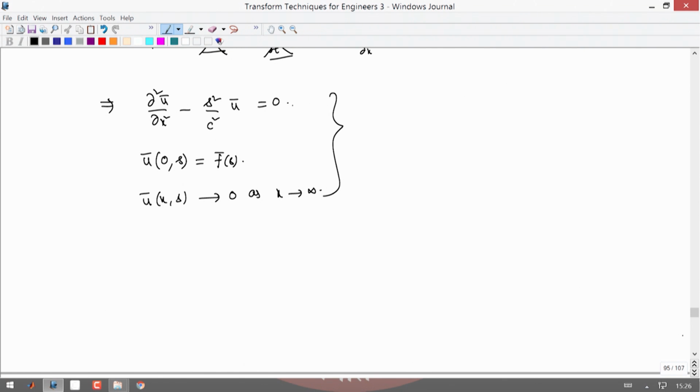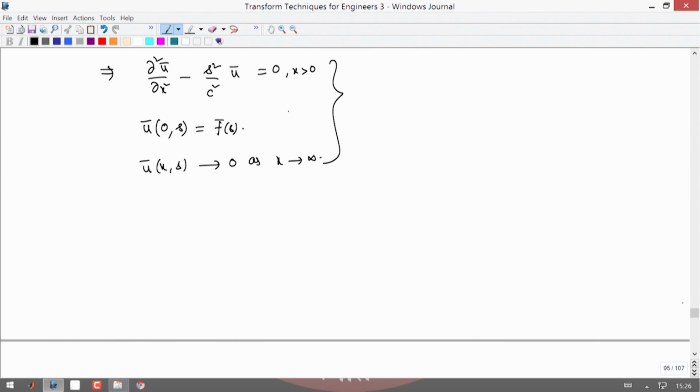This becomes an ordinary differential equation. The domain is x positive, and s is the Laplace transform variable, a complex variable. So, how do we solve this? You solve this ODE, typically with a complementary solution, since it is like y double dash minus a squared y equal to 0.